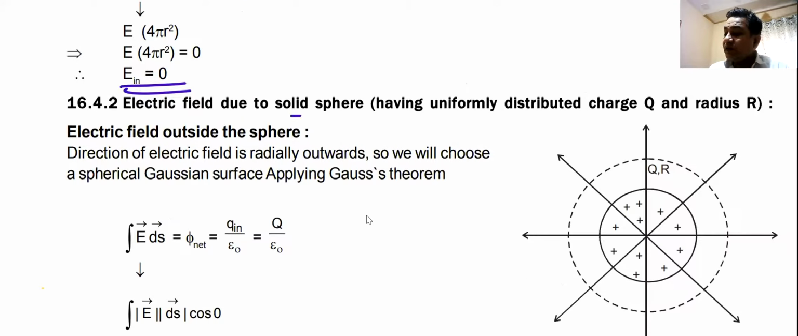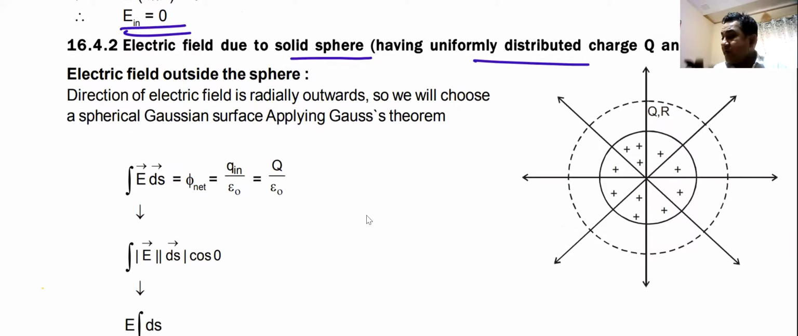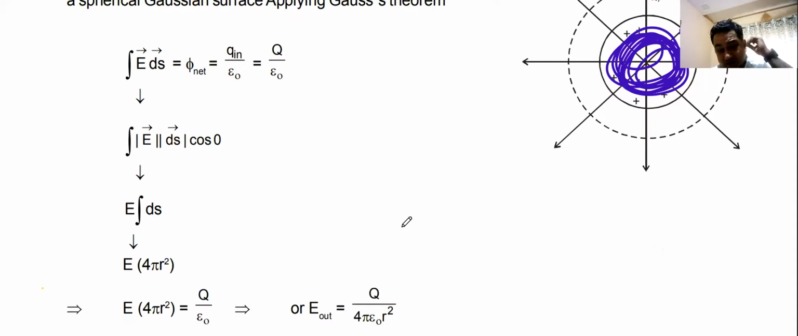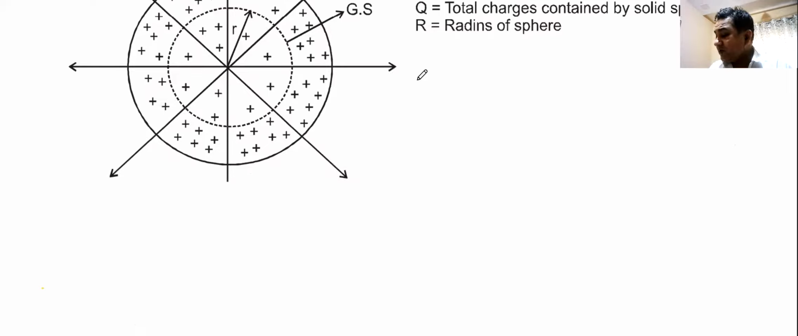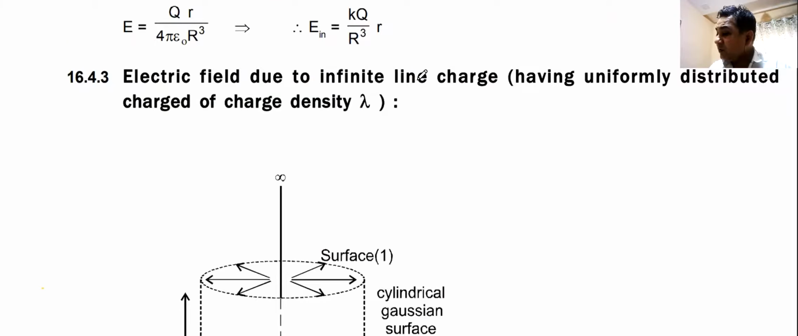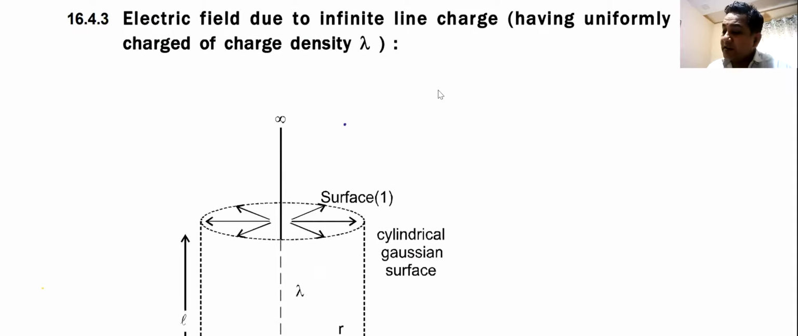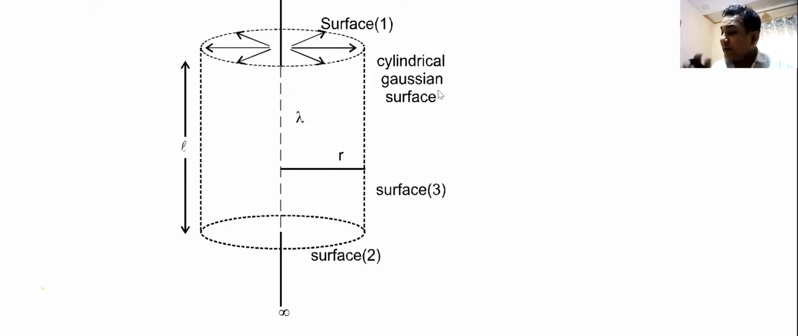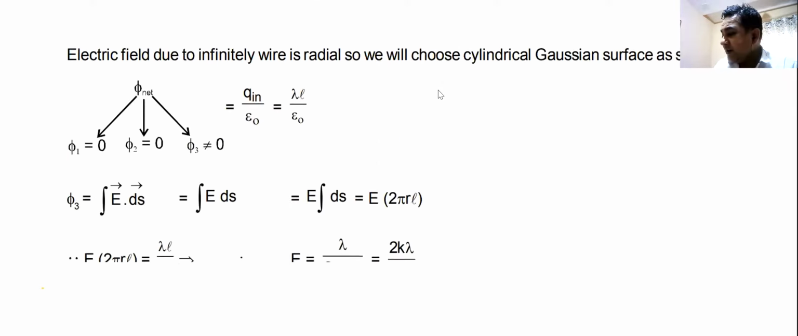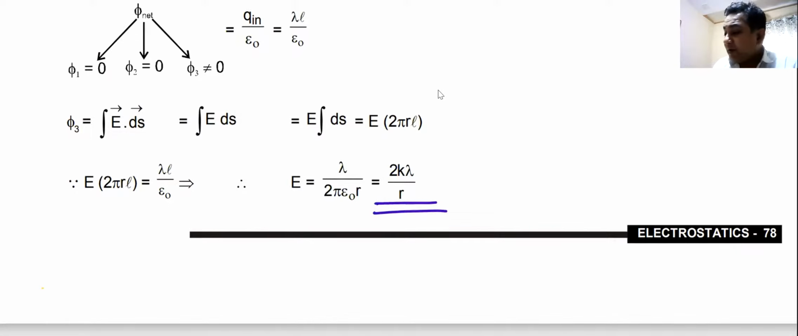Due to a solid sphere with uniformly distributed charge, what do you do if you want to find the electric field at this point? Just find how much charge is coming inside here. I think we have done a question regarding this. How much charge is here? You can find the electric field inside, outside, everywhere. Do we remember this? Yes or no? For an infinite line charge, you can also find the electric field. You have to create a Gaussian surface which is cylindrical. I hope you know the theory behind it. The electric field will be 2k lambda by r.